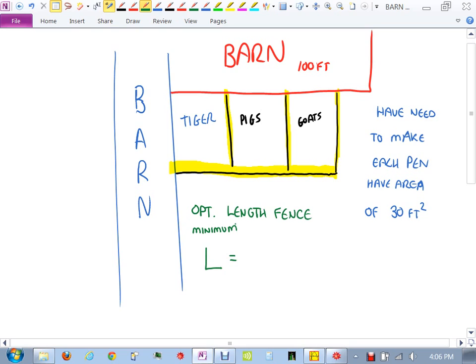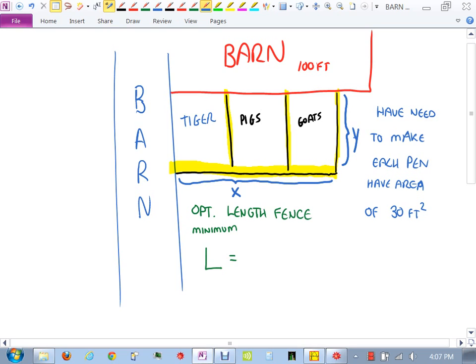So what is the total length of the fence? I don't know, but I need to start assigning some variables, right? So the farmer comes out here and says, okay, I can say that this distance from here to here I could call X, and the distance from here to here I could call Y.